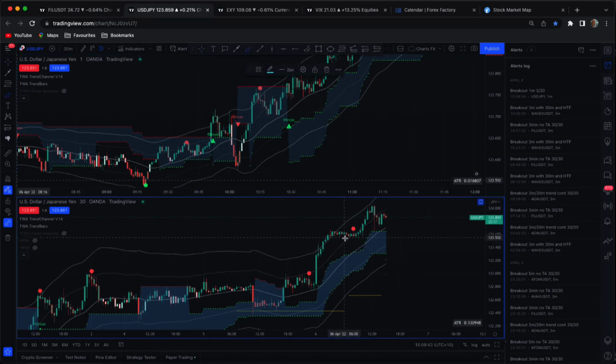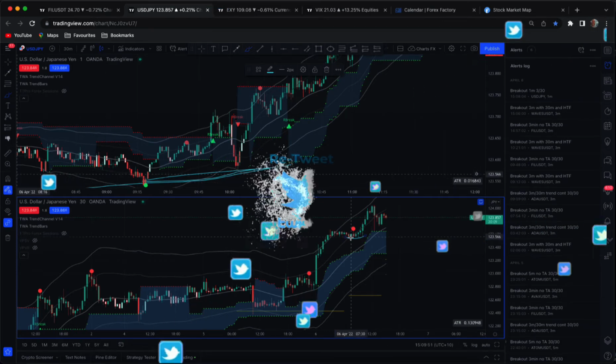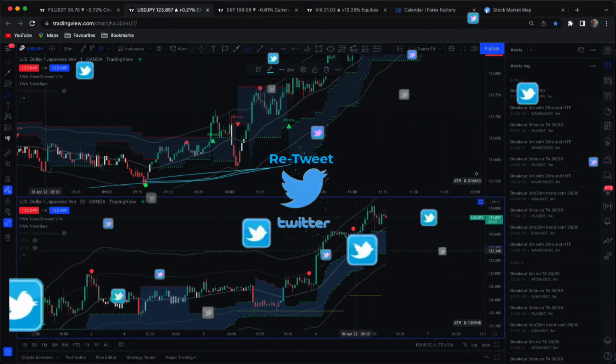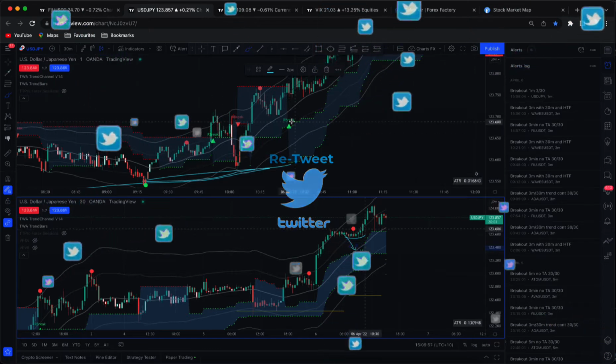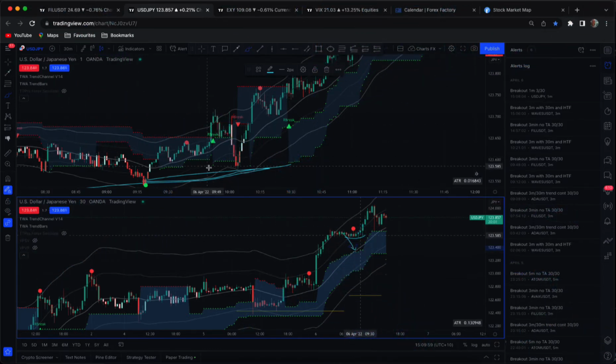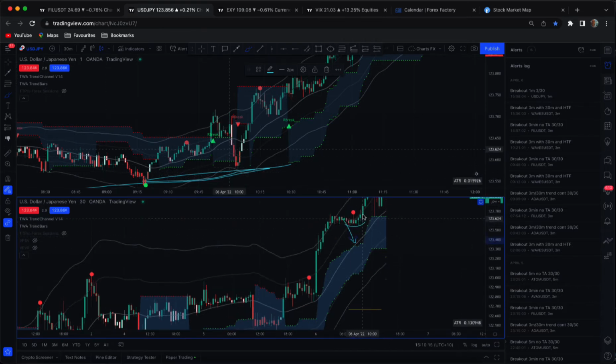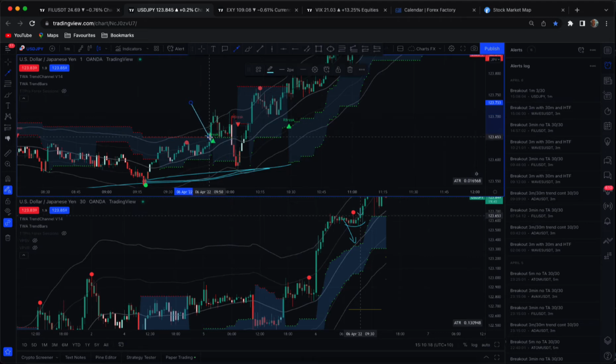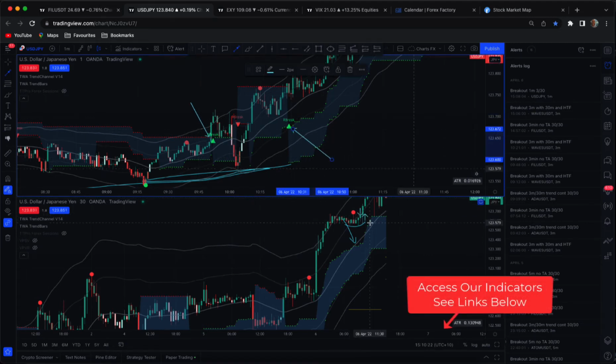When we see the pullback, what we need to know is when to enter. I mean, we don't know how far this is going to pull back. So this signal gives us the breakout in our favor as this is rotating. Okay, as it starts to rotate, there's opportunity 1 and opportunity 2 to enter.